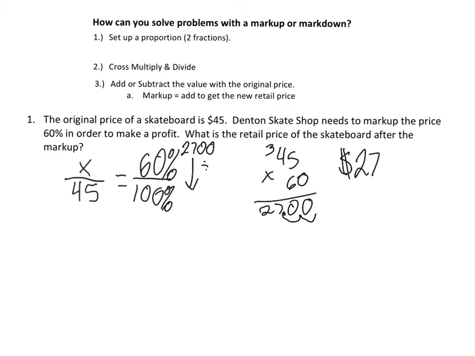And when we have a markup, the last step is to add to get the new retail price. So we have 45 plus 27. 7 plus 5 is 12. Carry the 1. 4 plus 2 is 6. Plus 1 is 7. So the new price of the skateboard is $72.